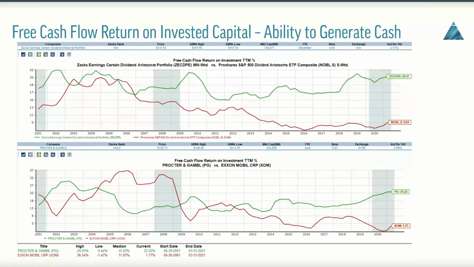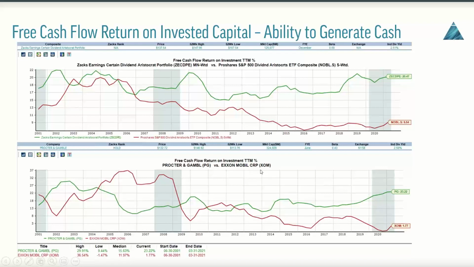Another one of my favorites, the ability to compound cash flow, return on invested capital. Again, just speaking to the ability to generate cash. Just a huge difference, right? The average company in the Earnings Certain Dividend Aristocrats portfolio is more than 2 times more efficient at generating cash on invested capital. And when you take a look at a company like Procter & Gamble, again, Procter is in NOBL, but our weight is 4% versus NOBL's about 1.5%.